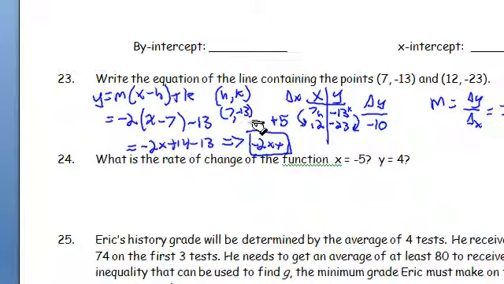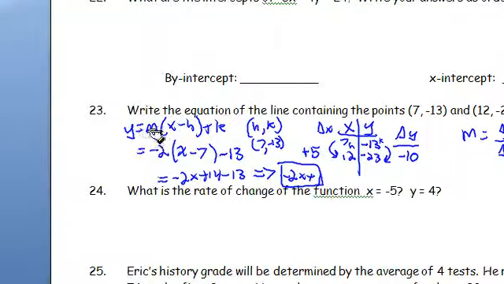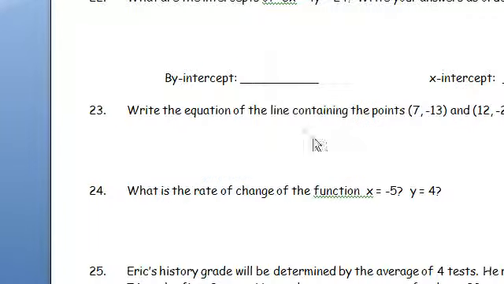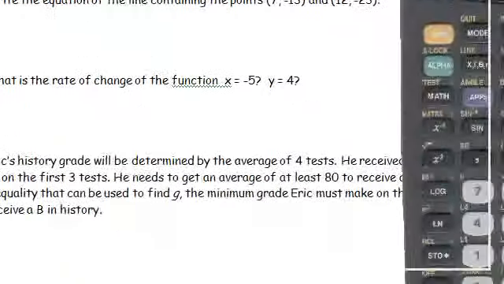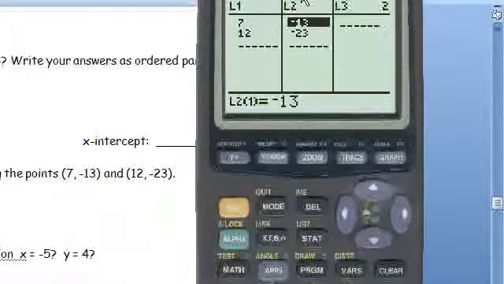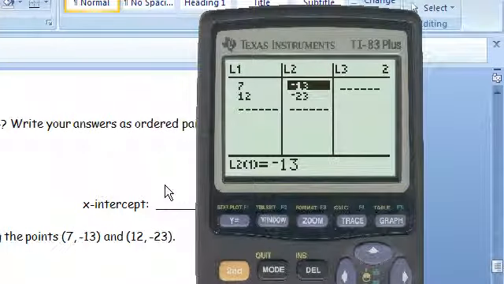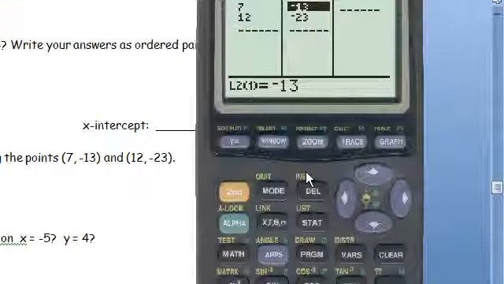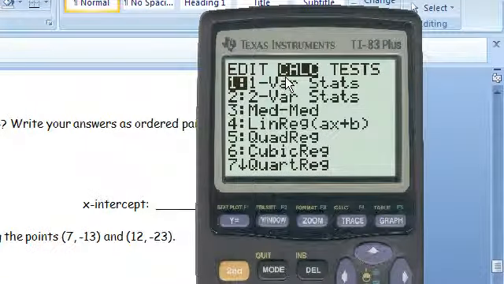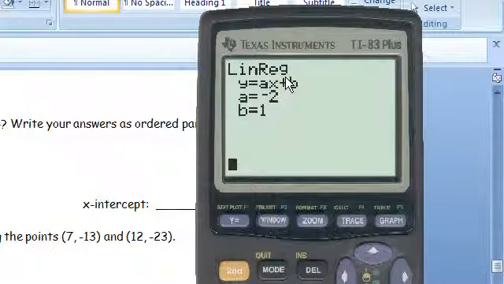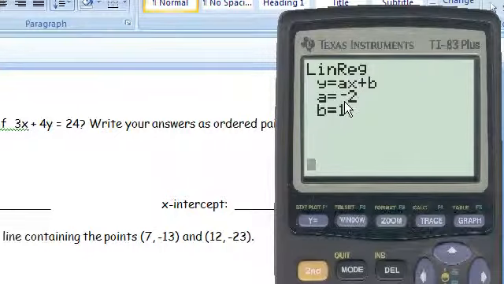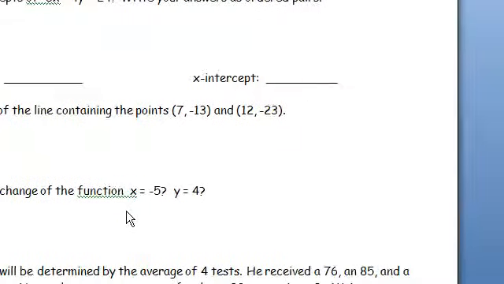Alright, so let's see if we calculated it properly. Let's fire up our calculator here, turn it on. And I already have the ordered pairs in here, so (7, -13) and (12, -23). We go to Stat, Calc, Linear Regression, hit Enter, and sure enough we get -2x plus 1.